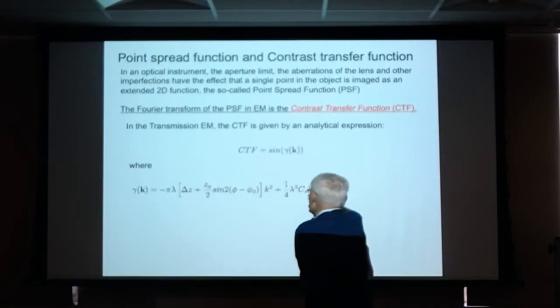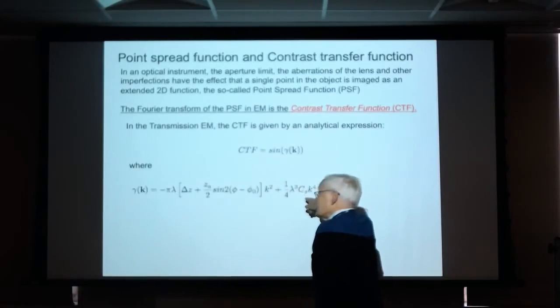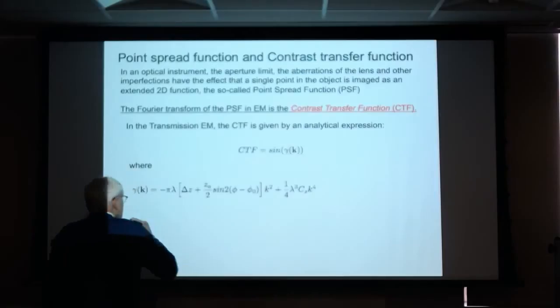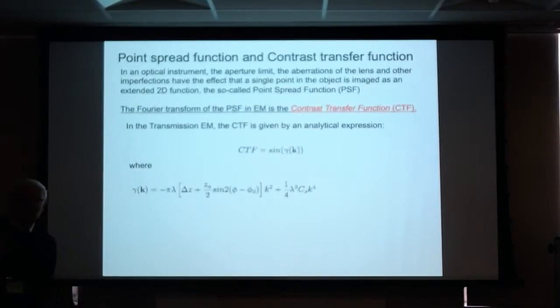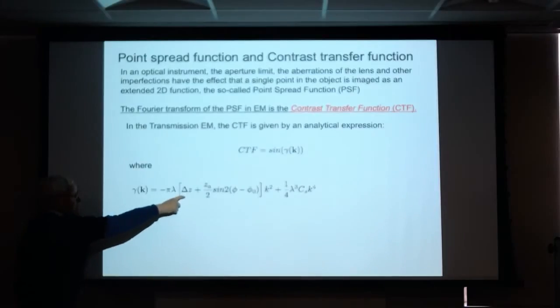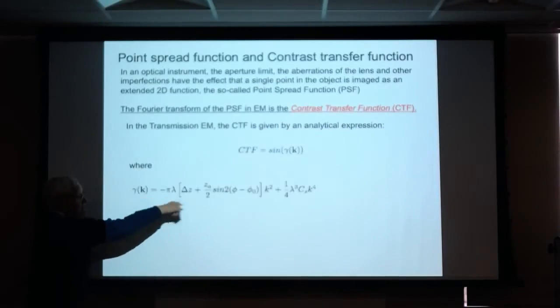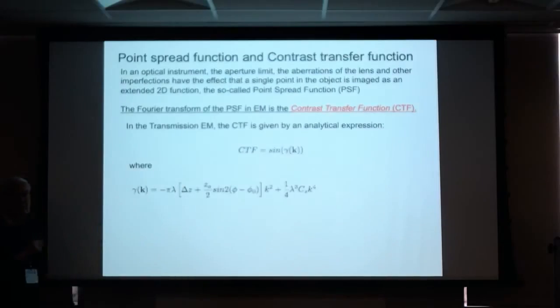And then we have another term which goes with the spherical aberration Cs in the fourth power of k. Right? So Cs is the spherical aberration of the objective lens in the electron microscope. There's no way to tamper with it. It's a fixed constant of the instrument. So the only control that you have over the wave aberration or the contrast transfer function is by fiddling around with the defocus. You can use different defocus, and then this function becomes different, and the contrast transfer function changes.